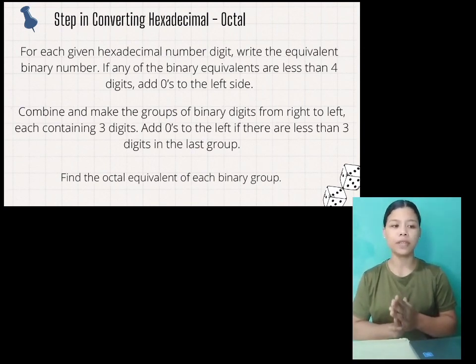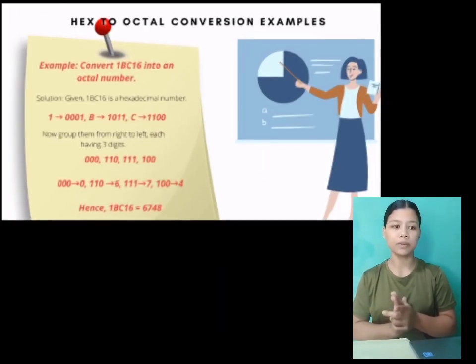The result is the equivalent decimal form. Divide the decimal number by 8. Note down the remainder, and then repeat the previous two steps with the quotient until the quotient is 0. Lastly, write the remainders in reverse order.